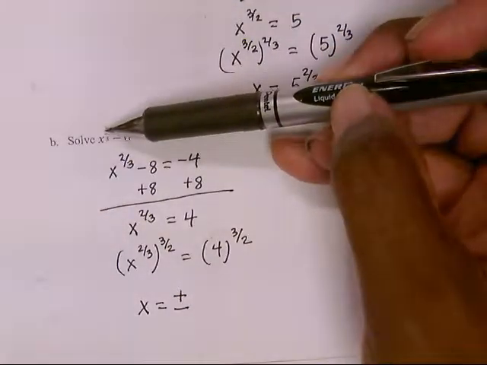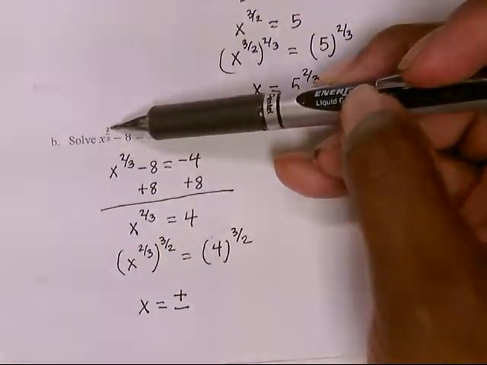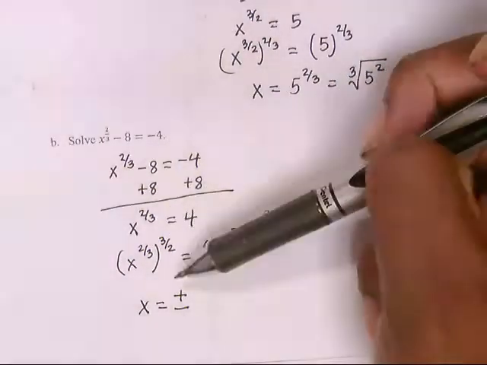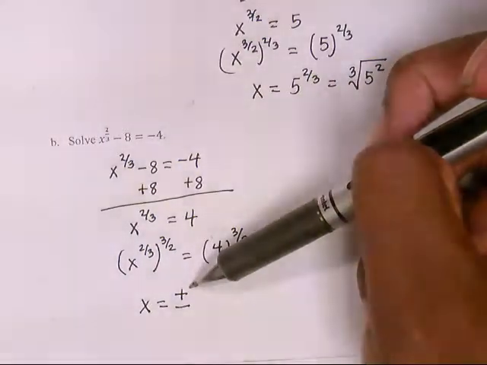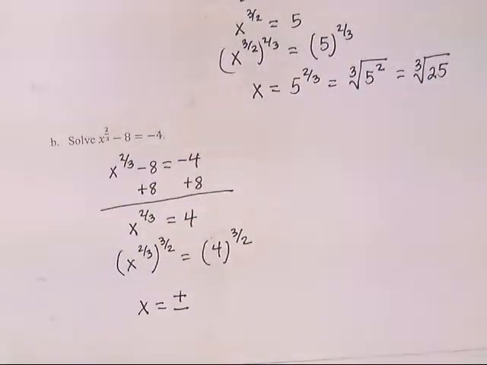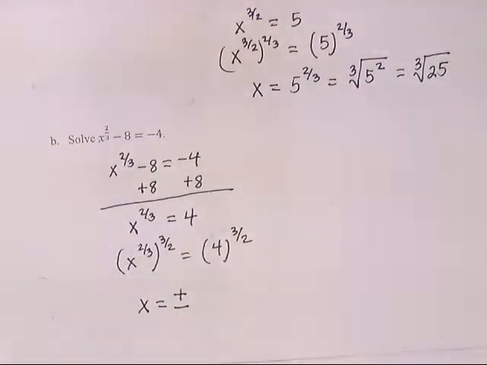Okay? A reminder, look at your numerator first. If it's an even power, if it's even in the numerator, you need the plus or minus symbol. If it's odd in the numerator, you don't need the plus or minus symbol. Now for this one, 4 raised to the 3 halves, that can be done on a calculator.